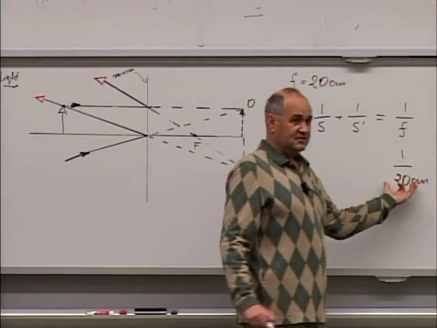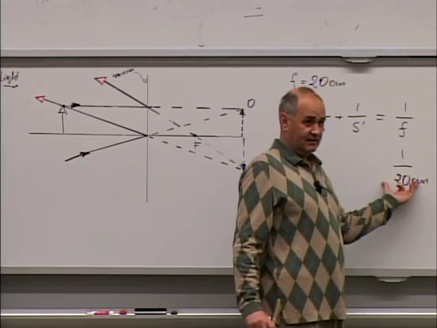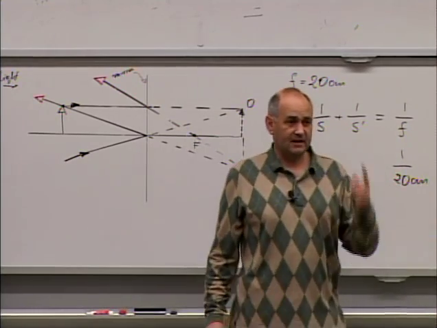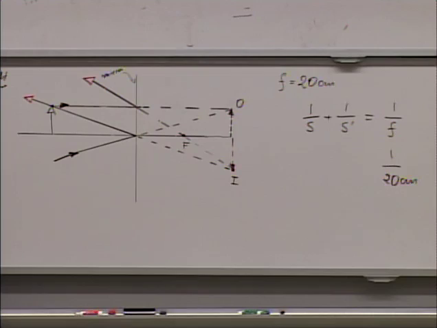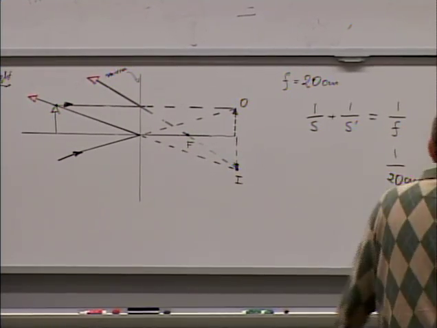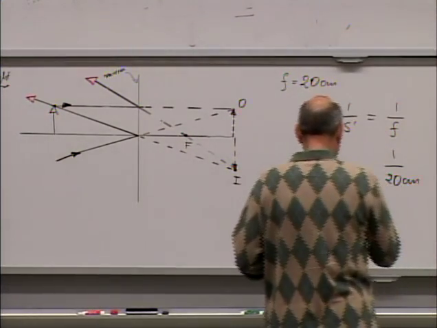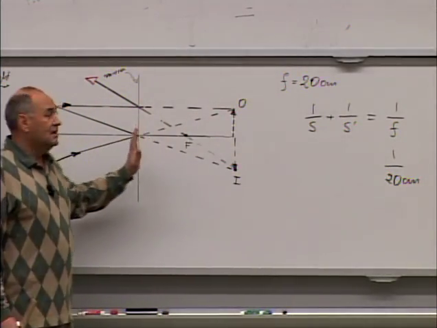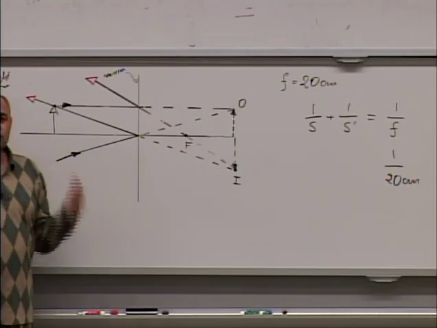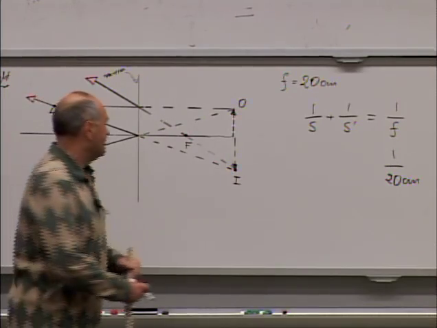Should I put 20 centimeters as the focal length? Cody, what do you want to say? Negative 20. It's a convex mirror. The focal point is behind the mirror. Things which are in front of the mirror should have positive values.